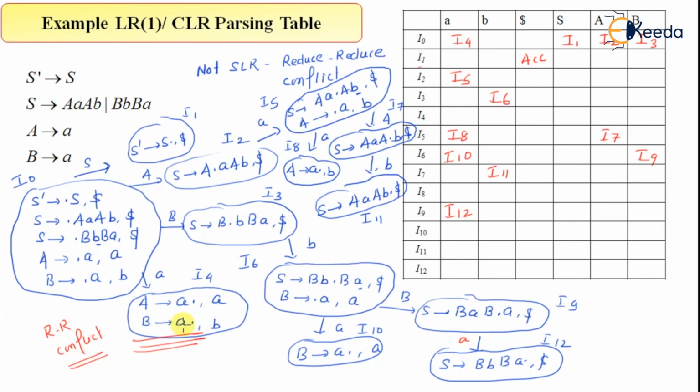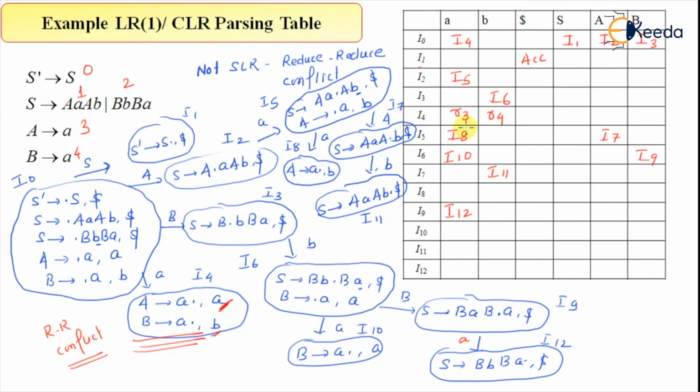So now here what will happen? Production numbering: this is 0, this is 1, this is 2, this is 3, this is 4. So I4 consists of 3 and 4. Now in the I4 state, A derives a dot, that is R3, will go in which column? The follow set is A, so R3 will go in the A column, and B derives b dot, which is R4, will go into the B column.